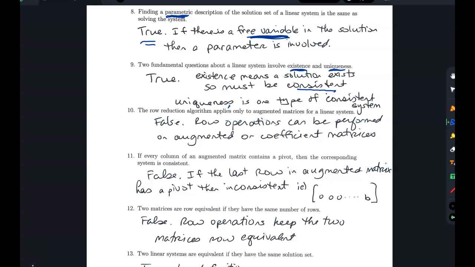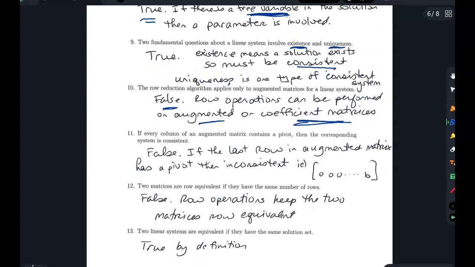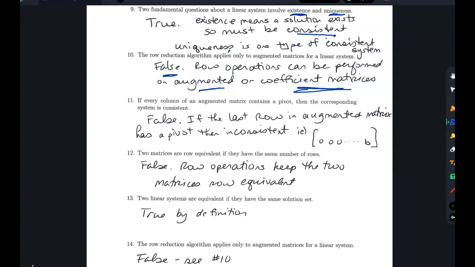Row reduction applies to augmented matrices. No, that's false, you can use row operations on a regular coefficient matrix or just a matrix. Doesn't matter. Augmented or just a matrix, you can use row operations.